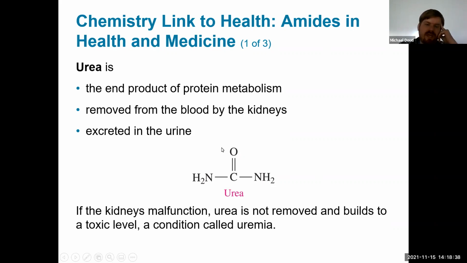Yeah, so urea is, again, usually removed from your blood by the kidneys. And this happens when proteins metabolize. So if you break down a protein, you end up with urea. And of course, it comes out in the urine, hence the name. Now, if kidneys malfunction, urea will not be removed from your blood, and it can actually build up to a toxic level in your blood. This is what's known as uremia.